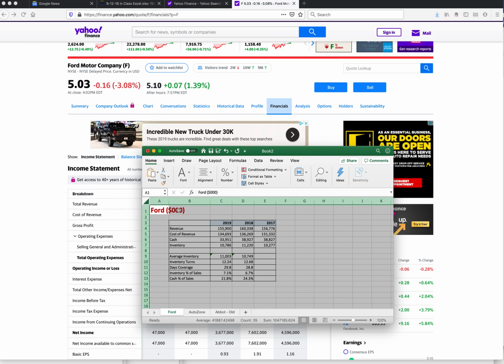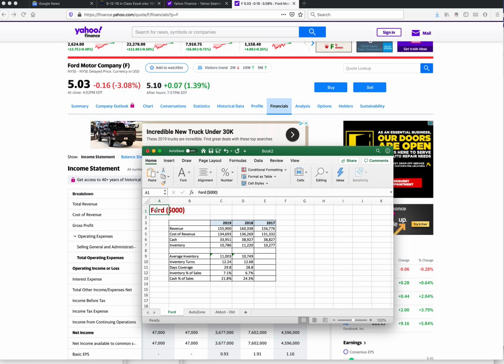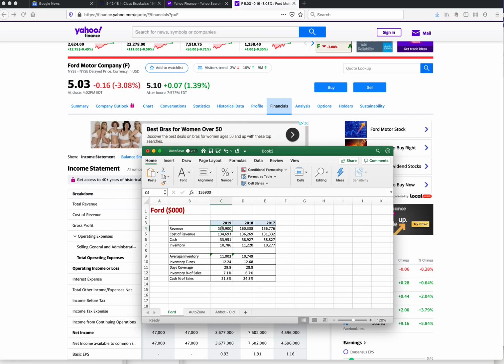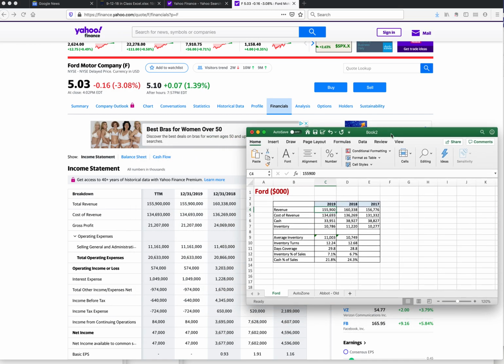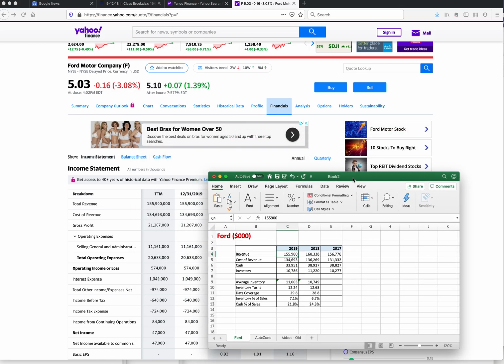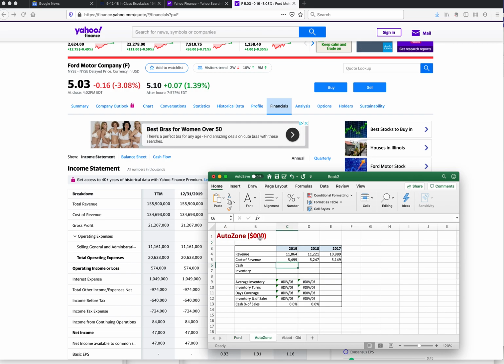So 155, it's 155 billion. So this has to be in... I think, do I want to change those numbers? Thousands. Yeah, I want to change it. And MM is a symbol I use for millions. And AutoZone, I'm going to do the same thing.